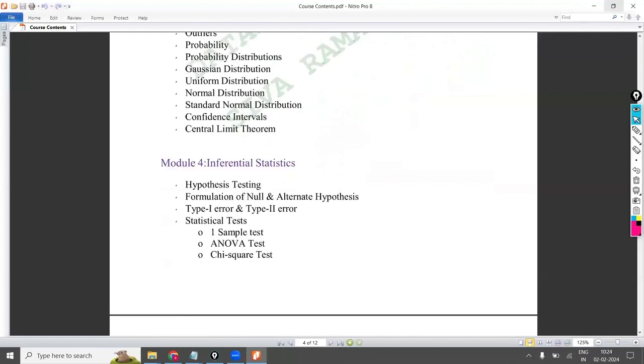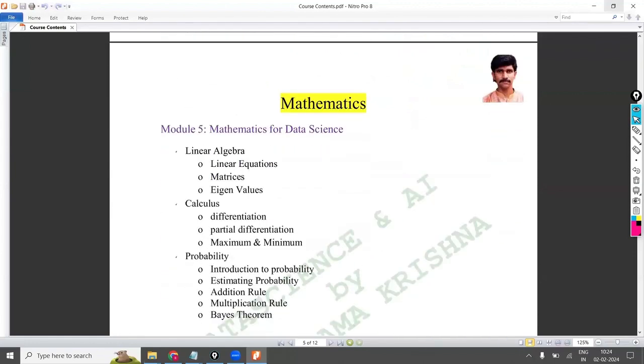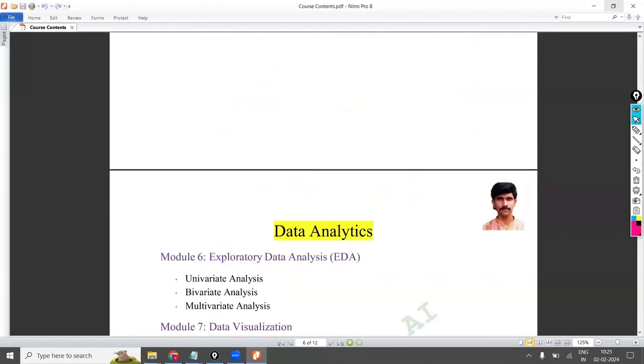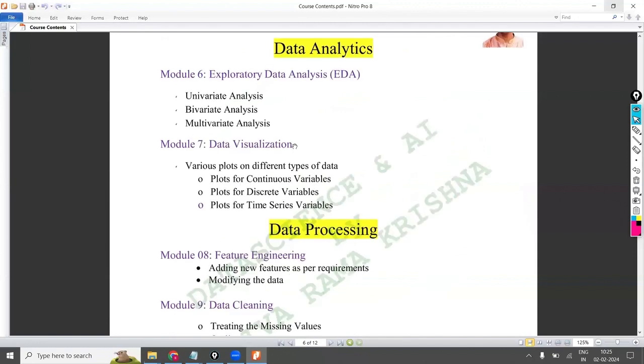And from there, we'll move on to the maths. What is the maths related to this? This is the only part related to the maths of data science: basic linear algebra, basic calculus, and basic probability. Everything is basic, not advanced. No advanced maths is required for us, only basic maths. Right? And from there, we move on to data analytics, how to do the analysis.